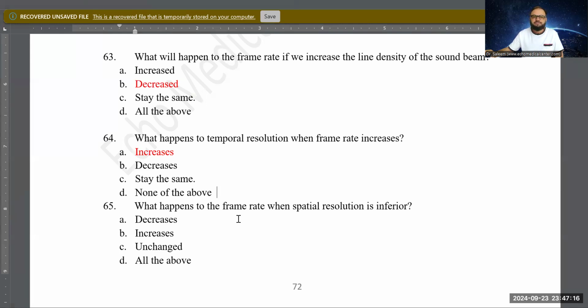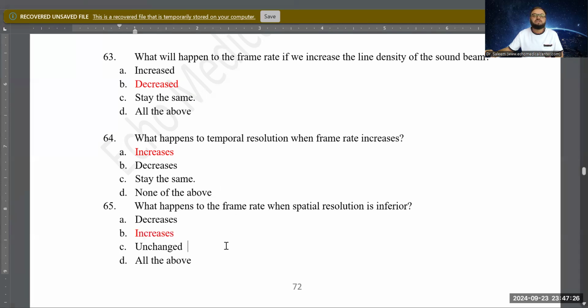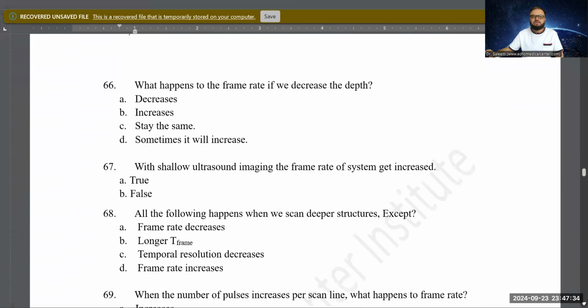Okay. What happens to the frame rate when spatial resolution is inferior or degraded? What do you think? Yes, it will increase because the machine is under less load. The machine is working less for you. The machine is happy. Okay, absolutely correct. Next question.